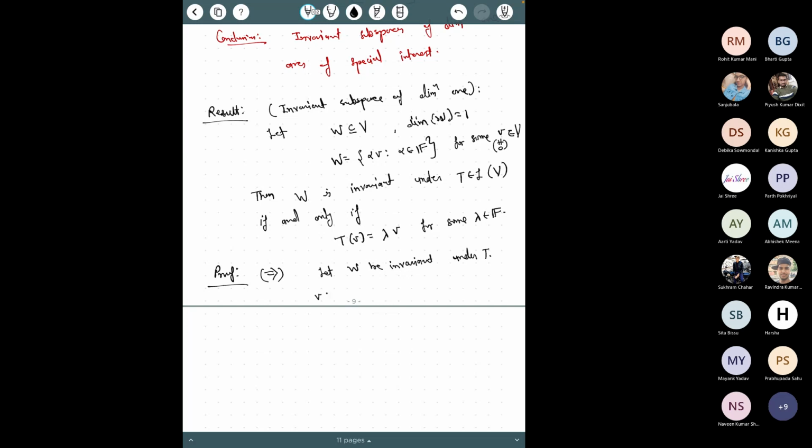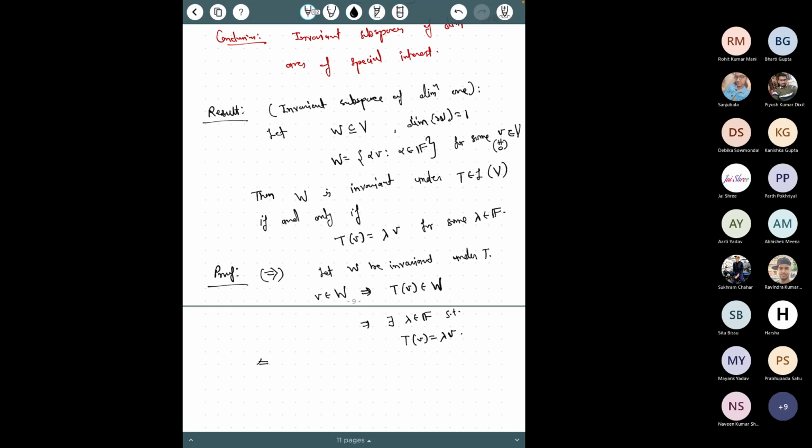Now I know that V belongs to W, because W is of this form, so this vector V clearly belongs to W. V belongs to W and W is invariant under T. What does it mean? It means that T of V belongs to W. Since T of V belongs to W, there exists some lambda in F such that T of V is equal to lambda times V, because all the vectors in W are of the form alpha times V. I'm calling this scalar lambda. So the if direction is very straightforward.